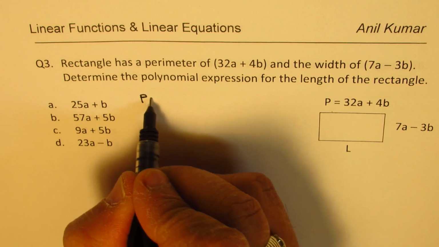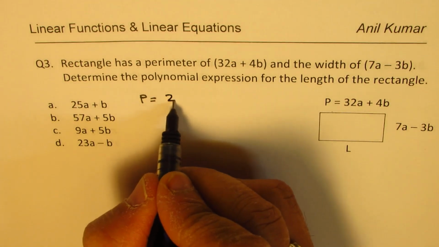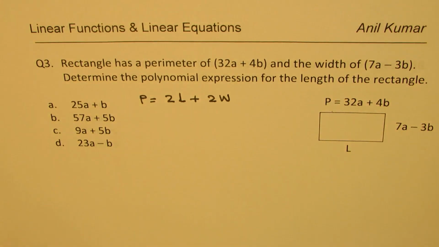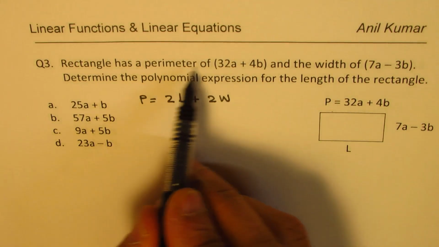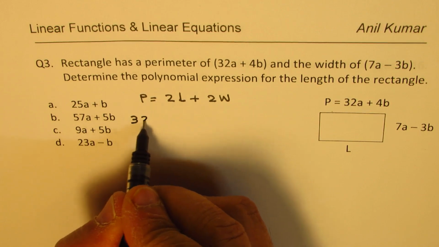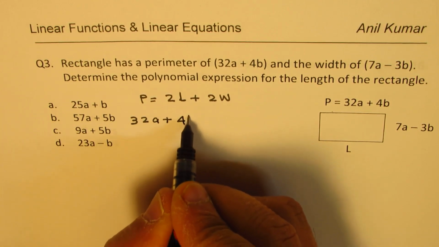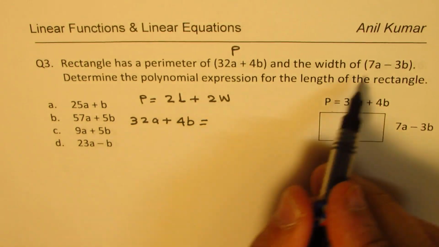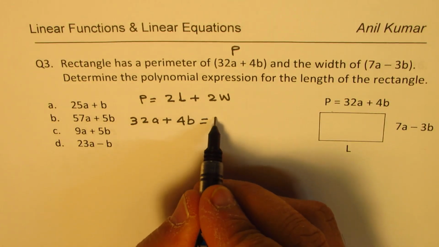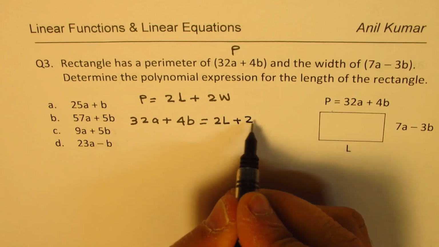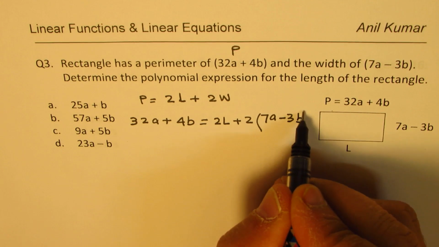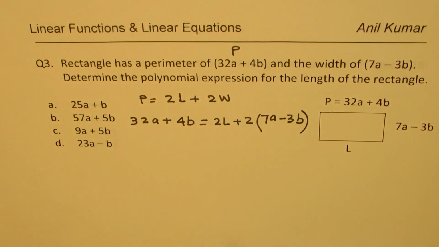Now what is perimeter equal to? For a rectangle, it is twice length plus twice width, right? So that is what perimeter is. So in our case, we are given the perimeter, so we can write 32a plus 4b on the left side, that is the perimeter P, right? And the width is given to us as 7a minus 3b, we need to find length, so it is 2 times length plus 2 times width, which is 7a minus 3b. Right. Now, we can bring the like terms together and solve.